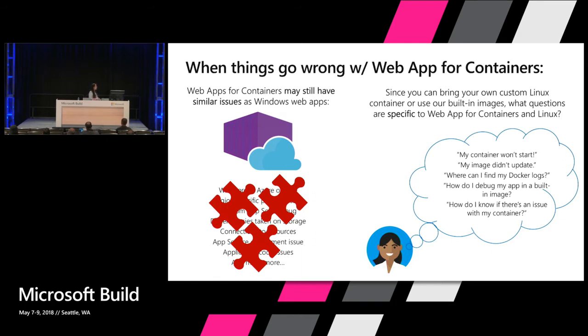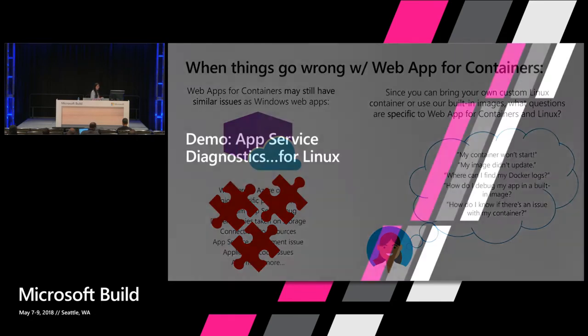However, since you're bringing your own custom Linux container or using our built-in images, there are also questions that are specific to Web App for Containers and specific to App Service on Linux. And these all have to do with containers and maybe images and Docker logs and things like that. So it's a different set of issues that may happen, and we want to make sure that we're addressing those as well. So I'm going to jump back to the demo here.